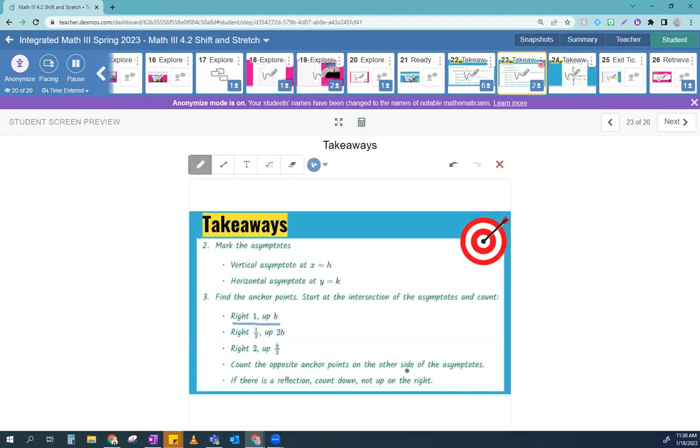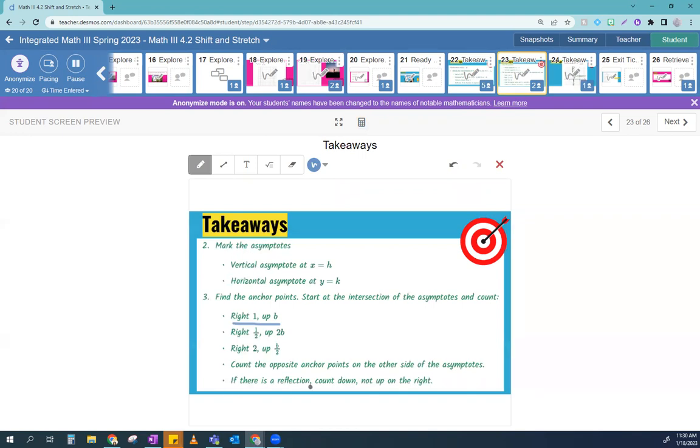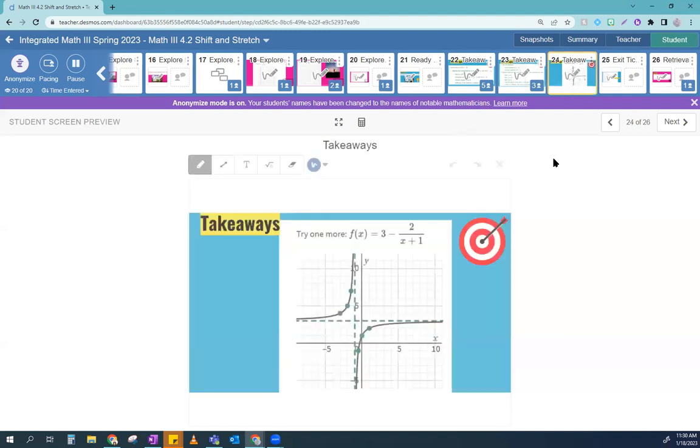Count the anchor points on the opposite side. And here they're talking about your symmetry. If it's symmetrical, then you can go up 1, right 1, up 3, or left 1, down 3, because it's symmetrical. That's what they're saying there. And if there's a reflection, don't forget that the branch is flipped, right? Last but not least, here's try one more. You should be able to pick off why your vertical asymptote is here, why your horizontal asymptote is here, what made it go flipped, and what made this point not live right here, but right here.